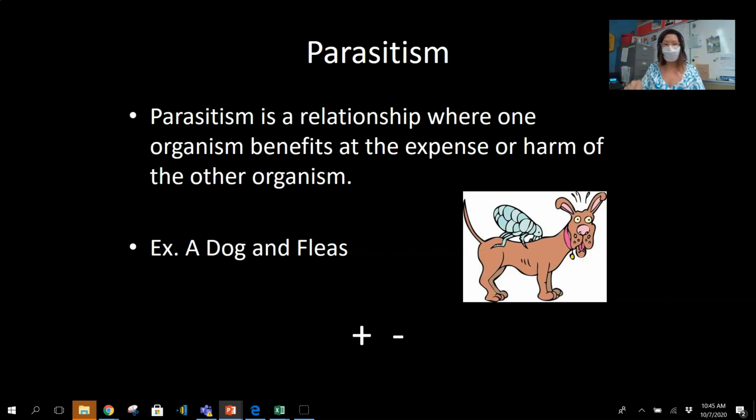We can see here that the dog has a tick on it, and the dog is not benefiting. It's called the host. It's the host for this flea, which will benefit and get blood or whatever off the dog. So the parasite is the one that's benefiting, and the host is the one that is being harmed. And that will be a plus minus.